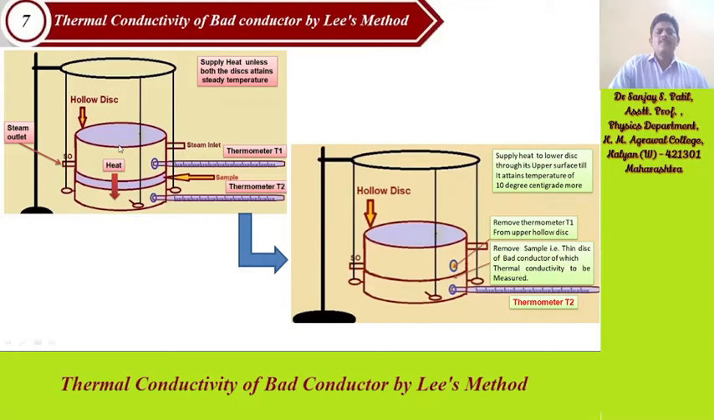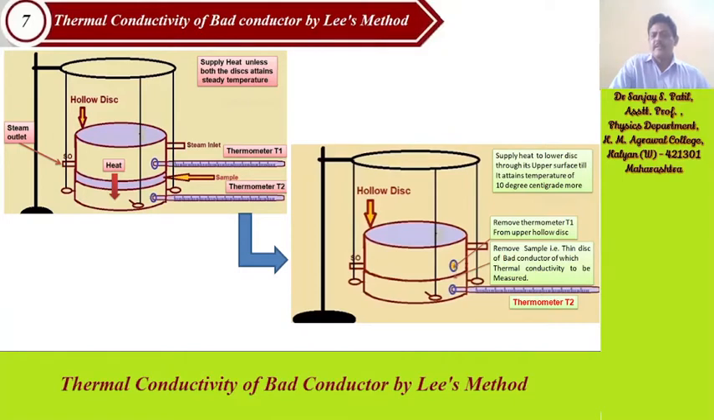Supply heat unless both the discs attain steady temperature, and thermometer T1 shows temperature theta 1 and thermometer T2 shows temperature theta 2, theta 1 degree centigrade and theta 2 degree centigrade. Now, both the thermometers, both the discs attain steady temperature. Then remove the bad conductor and thermometer from the upper hollow disc.